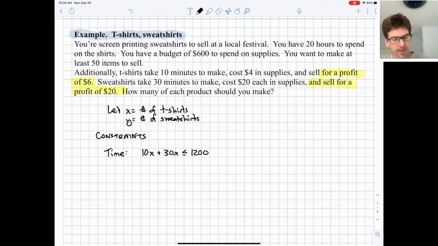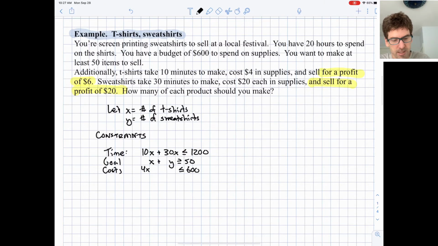Another constraint that we have is just our goal, or we have a business model, we have a goal in mind where we want to be able to sell at least 50 items. So we want to produce at least 50 items. And lastly is our costs, where we only have $600 available, so something is going to be less than or equal to 600. And it looks like t-shirts cost $4 each and sweatshirts cost $20 each, just in supplies. And then we always have some real-world constraints as well. x has to be greater than or equal to 0, and so does y. We can't produce negative t-shirts or sweatshirts.